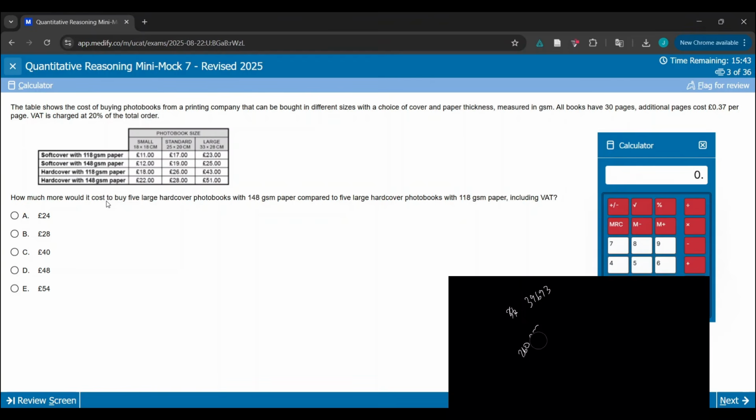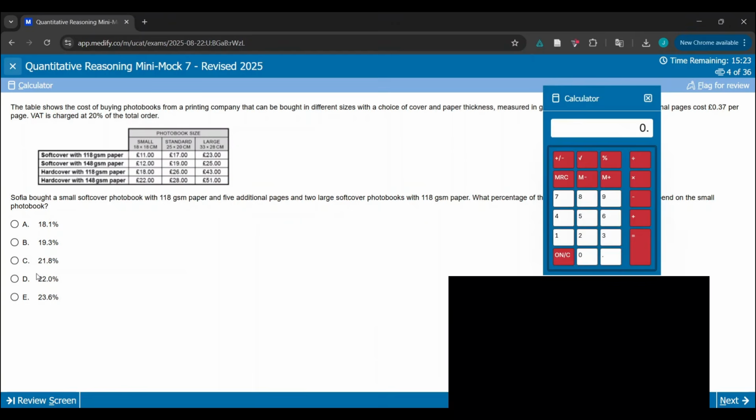Let me just rub out my board. How much more would it cost to buy 5 large hardcover photo books with 148, 5 of these compared to 5 large hardcover books with 118. So the difference is £8 per, so then that's £40. But then with the VAT as well, it becomes £48. Okay, well, wasn't too bad.